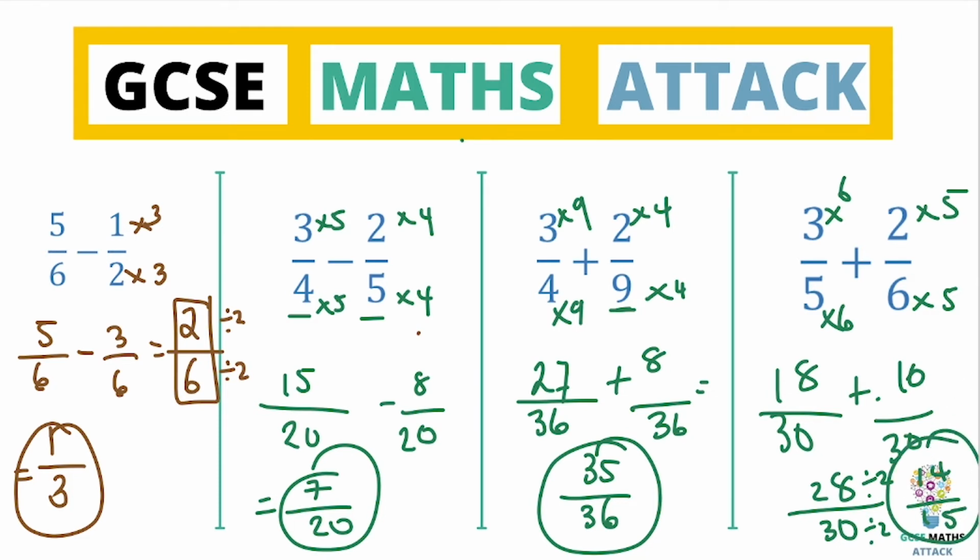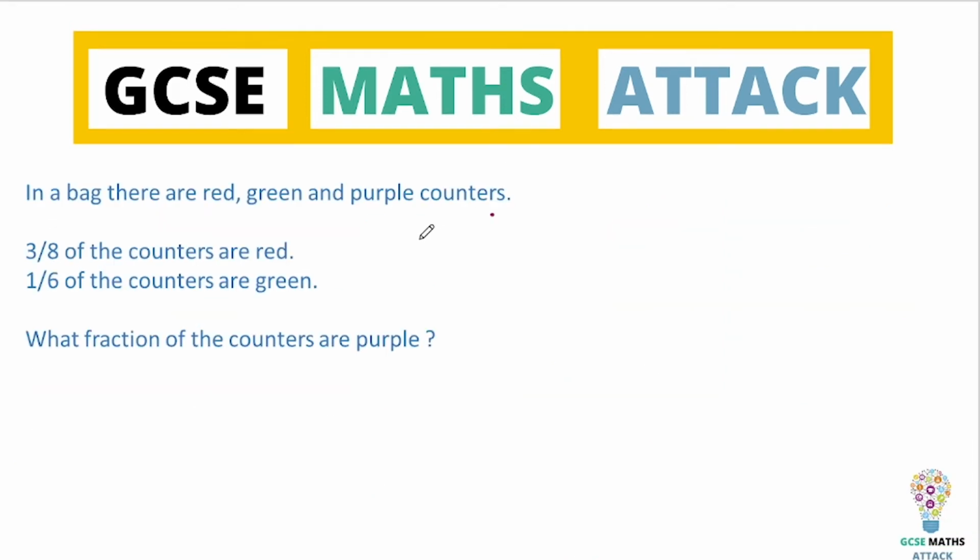Now, if you got those questions correct, well done. If you never, pause the video and have a go again. Okay, so we're getting to more wordy questions over here. So let's read. In a bag, there are red, green, and purple counters. 3/8 of the counters are red. 1/6 of the counters are green. What fractions of the counters are purple?